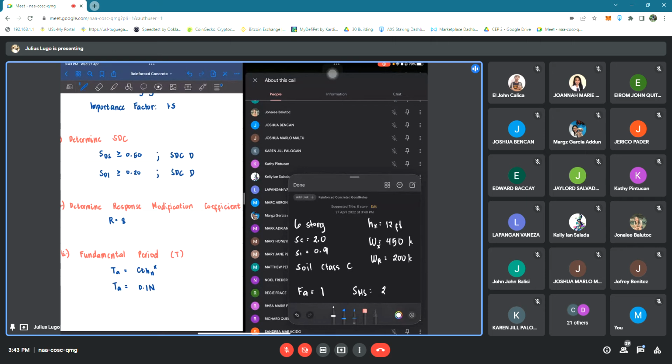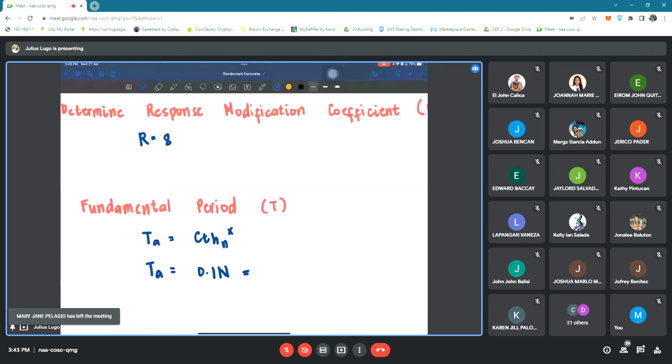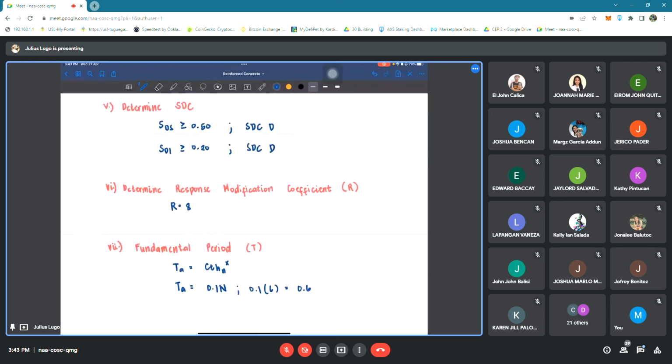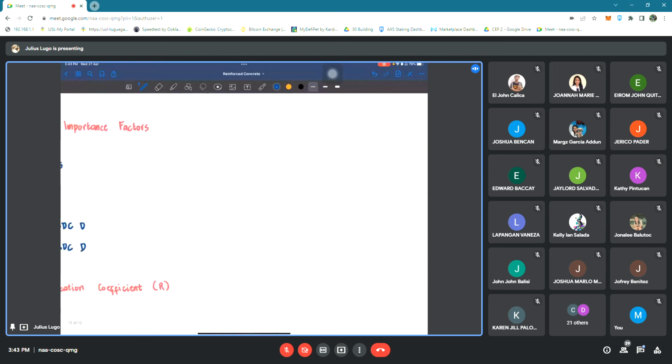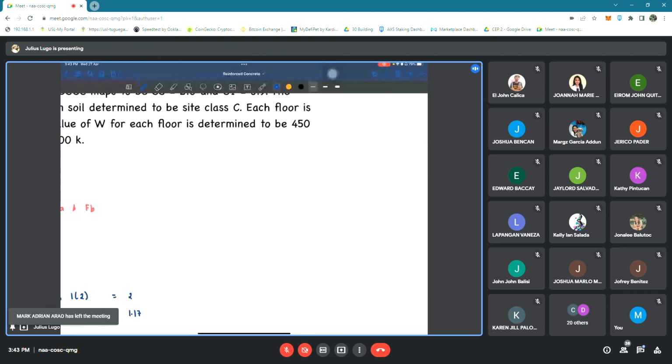Okay. So this is now equal to 0.1 multiplied by 6 stories. So this will give us 0.6, right? Okay. So we now have the value of the fundamental period. So what will be the next step? Okay, so malapit na tayong matapos, don't worry. What will be the next step?